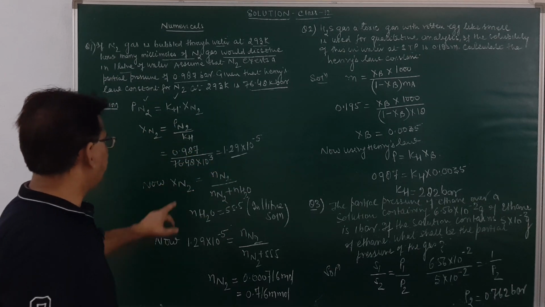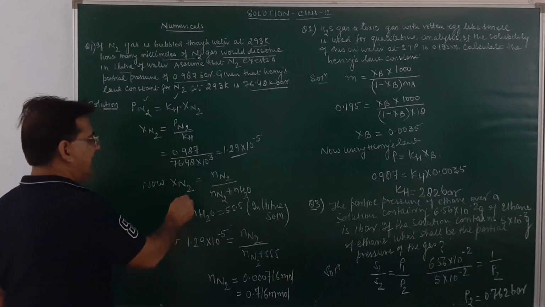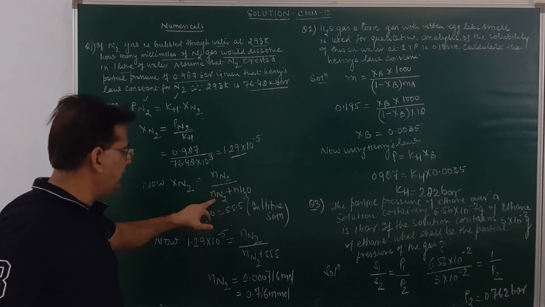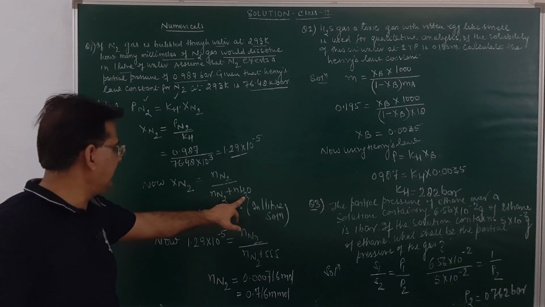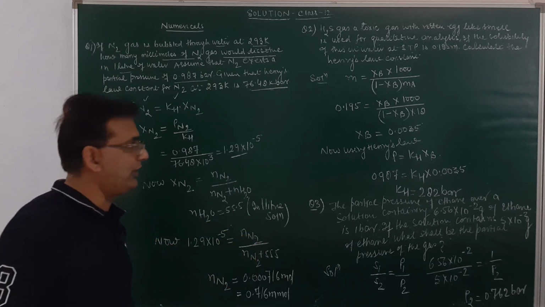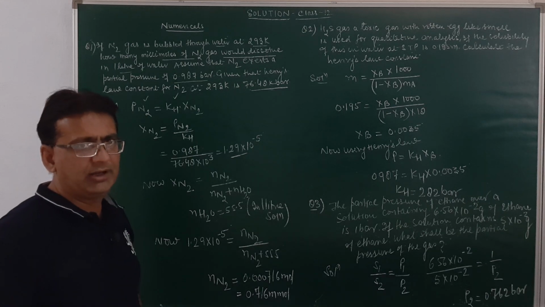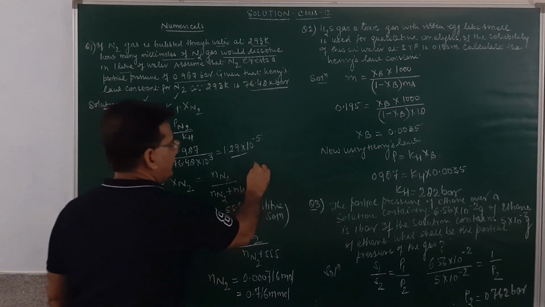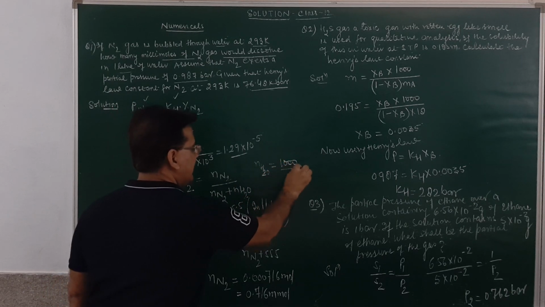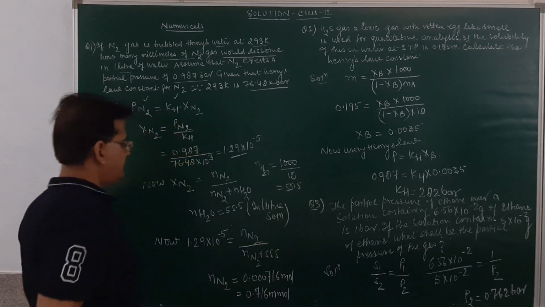Now, what is to be done? We have to find out the number of millimoles of nitrogen. How will we calculate? X of N2 will be equal to the mole fraction of nitrogen, which is the number of moles of nitrogen divided by the total number of moles in the solution. Now, the number of moles of water in 1 liter is 55.5. How do we find out the number of moles of water? The mass of water is 1000 grams, so moles will be 1000 upon 18, and this value comes to be equal to 55.5.